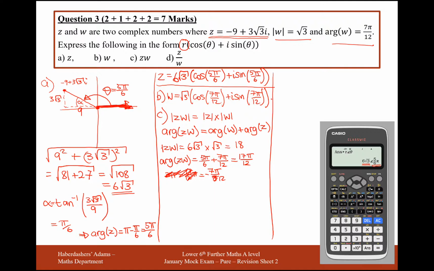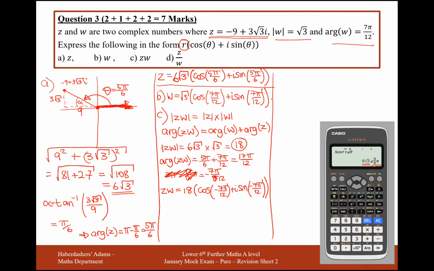So our final answer for this question here is going to be, we just write it in complex form. So ZW equals, the modulus of our complex number, which we worked out here, was 18, bracket cos of minus 7 pi by 12, add i sine minus 7 pi by 12.